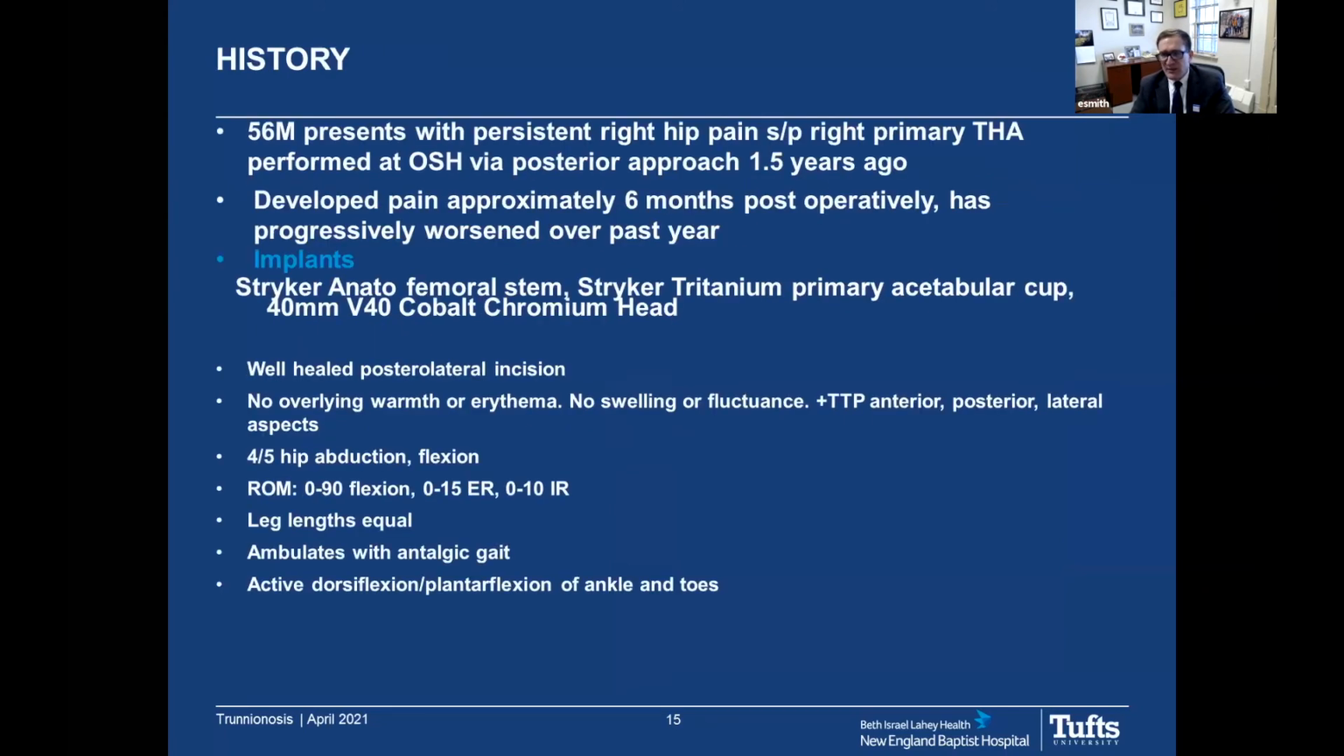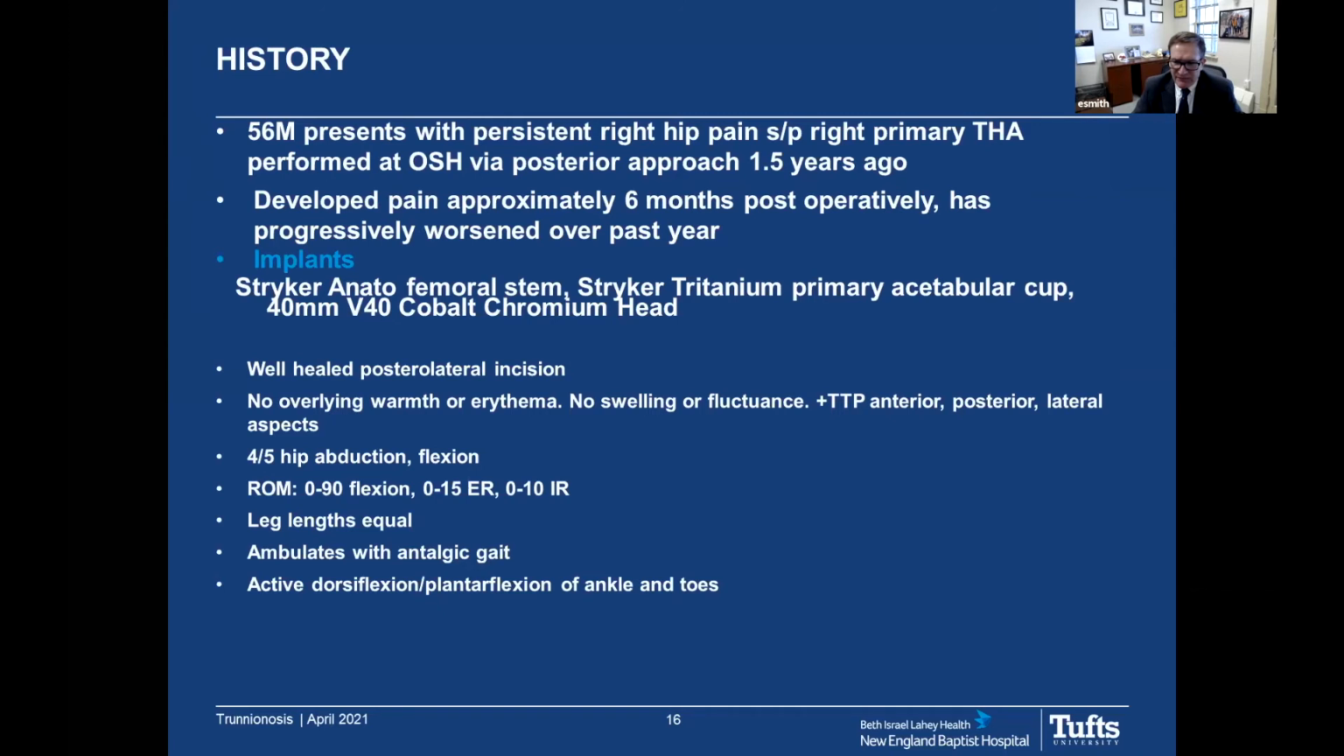I'm just going to give you an example. Here's a 56-year-old patient who had persistent right hip pain after a hip replacement at an outside hospital about 1.5 years ago. He developed pain about 6 months post-operatively, relatively early, so you're not really thinking about crevice corrosion per se. It really got worse over the last years. His implant was specifically the Stryker Accolade femoral stem, a relatively new stem from Stryker, with a titanium head and a 40 millimeter head. So you have a bigger femoral head against the trunnion.